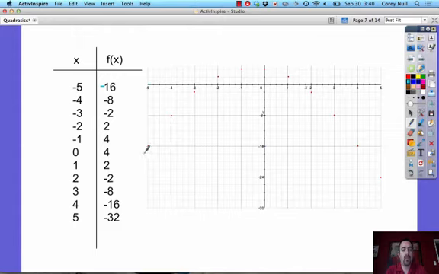And what I've done here is these red marks, I've plotted each point from the table. So this mark right here is the point negative 5, comma, negative 16. That's from this information right here. This second point here that I'm circling is negative 4, comma, negative 8. Negative 3, comma, negative 2, and so on and so forth.